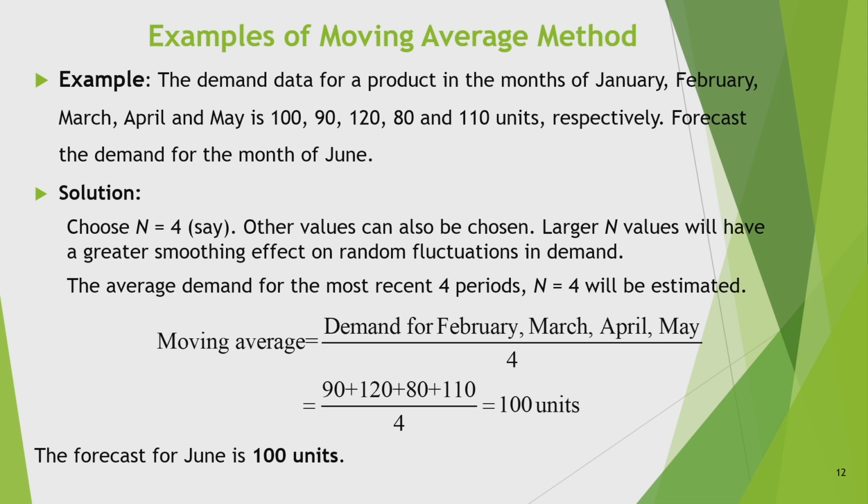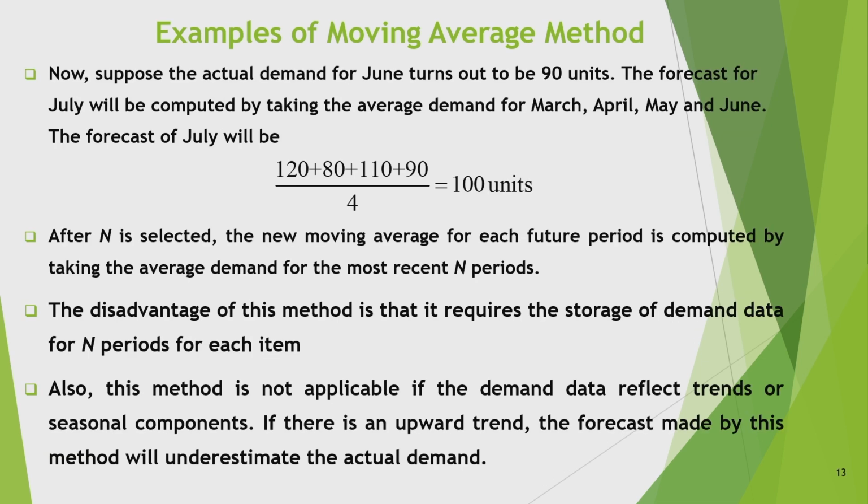Moving average will be the demand for February, March, April, May divided by 4. So, this will be 90 plus 120 plus 80 plus 110 by 4. This is equal to 100 units. So, the forecast for June will be 100 units. Okay. So, this will give a type of, we are converging to something like an average. There may be overestimation or underestimation, but hopefully the error will not be that much. That is our assumption, that is why we are following this method.